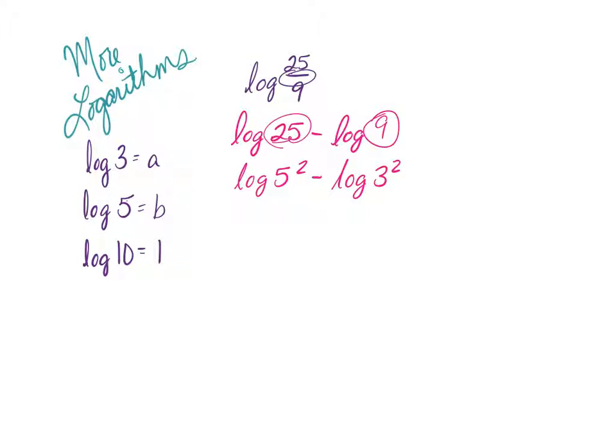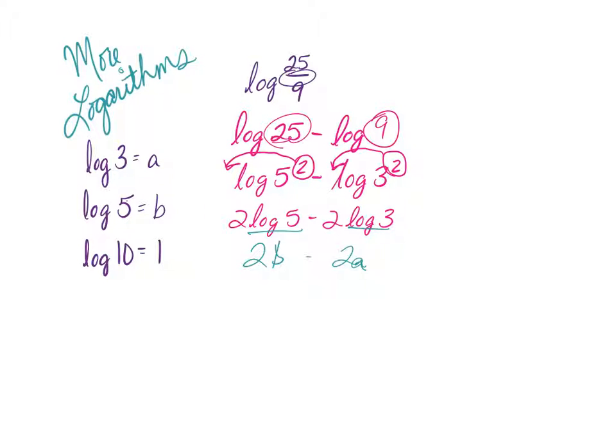And now I'm going to use another property of logarithms, where I know I can move my exponent to become the coefficient of the logarithm. So this will now be 2 times the logarithm of 5 minus 2 times the logarithm of 3. And now we know that log of 5 is b, so I'm just going to replace that with b. And the log of 3 is a, and this will be 2b minus 2a.